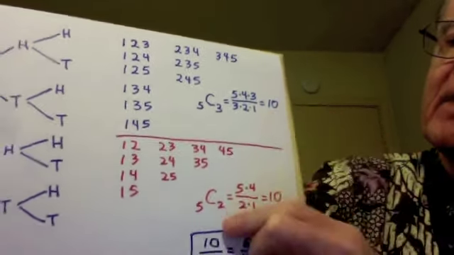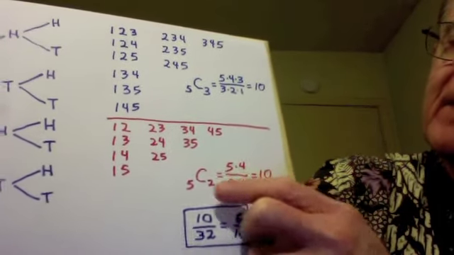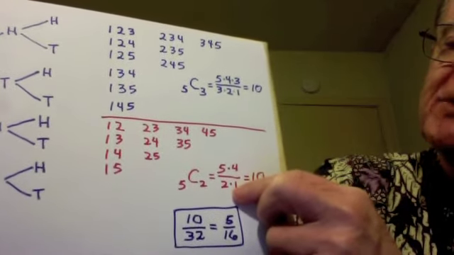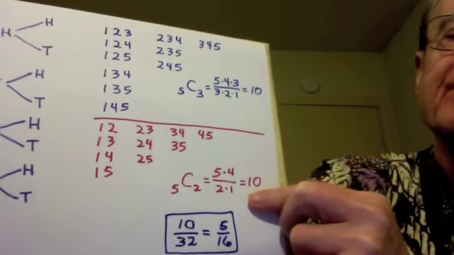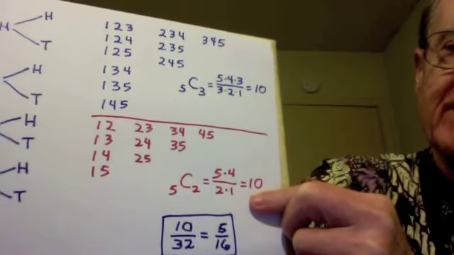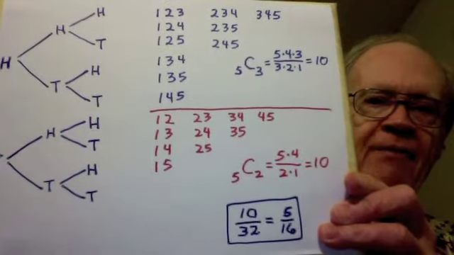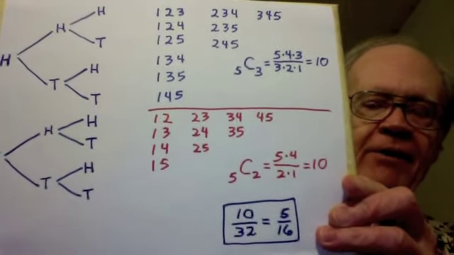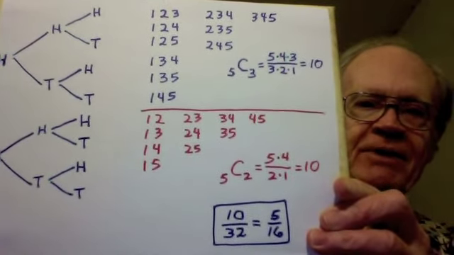For 5C2, you'll get the same answer. You count on the bottom from 2 to 1, 2 times 1. On top, 5 times 4. 2 multipliers on the bottom, 2 multipliers on top. And that gives you 10 also. So that's a way to get a combinations answer without actually doing the counting. I have a calculator with combinations capability, and if I enter into it 5C3 or 5C2, it gives me the answer 10.